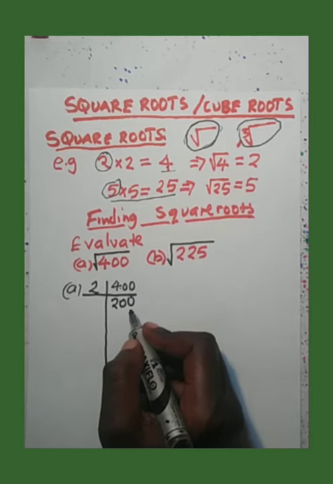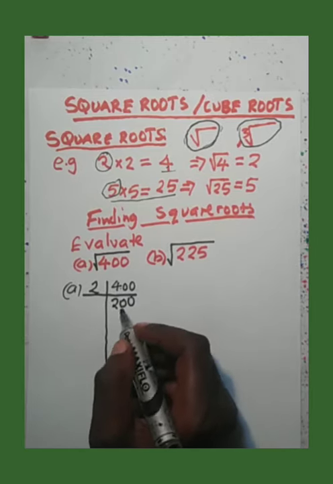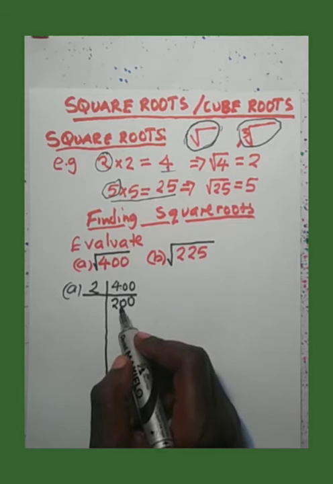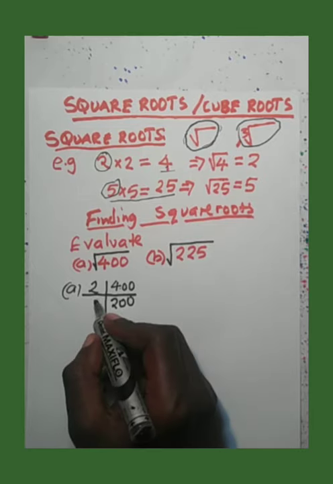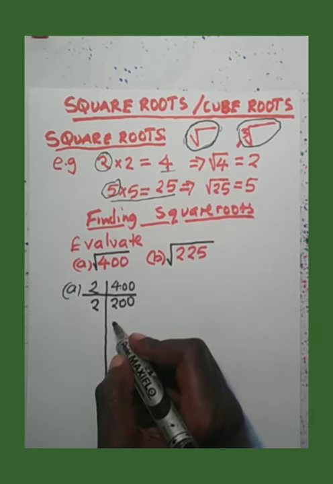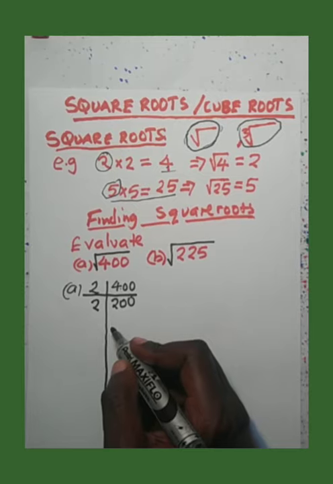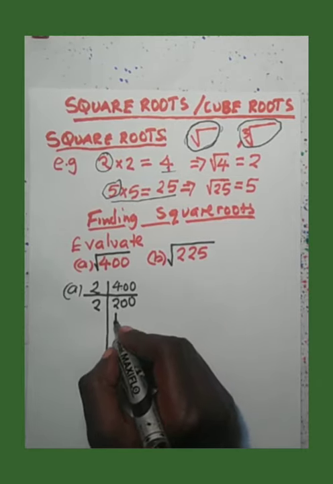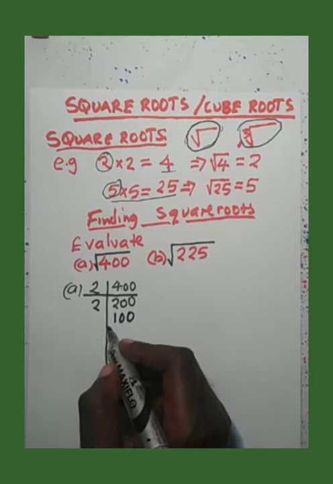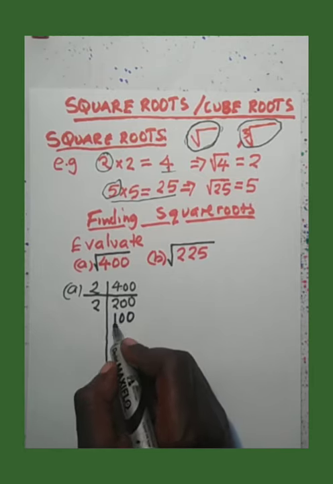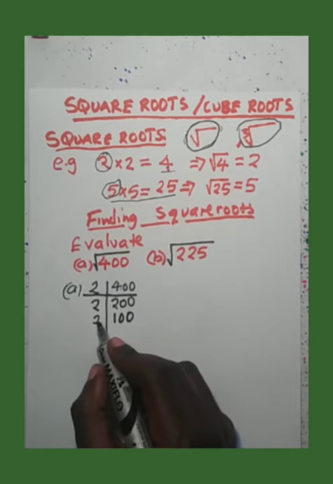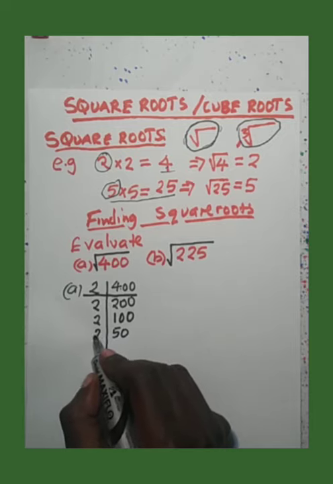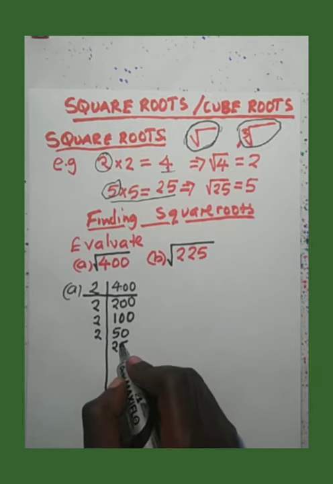So we'll continue dividing by the smallest number that can go into all those numbers. So here is 200. The smallest number that can go into 200 without leaving any remainder is 2. Of course, when we say the smallest, we're excluding 1 because 1 can go into anything. So 2 into 200, we have 100 here. And then another smaller number that can go into 100 is 2. So 2 into 100, we have 50. And then again 2 into 50, we have 25.